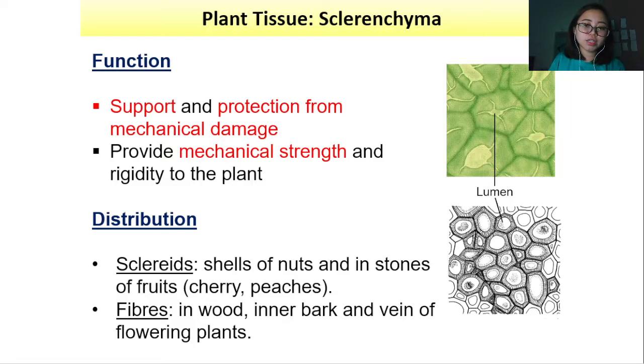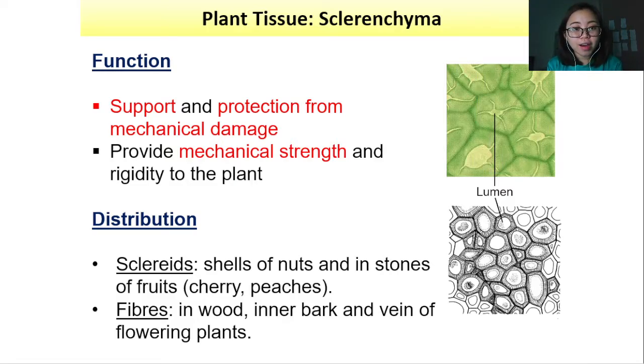Okay, so what is the function of sclerenchyma? The function of sclerenchyma is for support and protection from mechanical damage. Ya, untuk menampung tumbuhan itu, untuk melindungi tumbuhan itu. And also to provide mechanical strength and rigidity to the plant. Makes the plant stronger and harder.